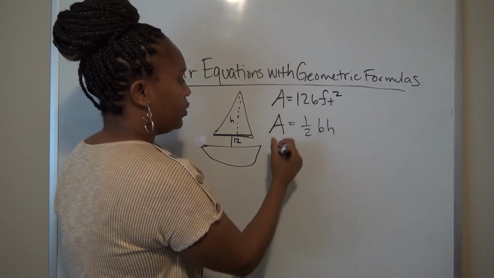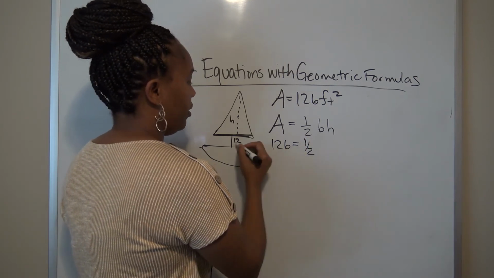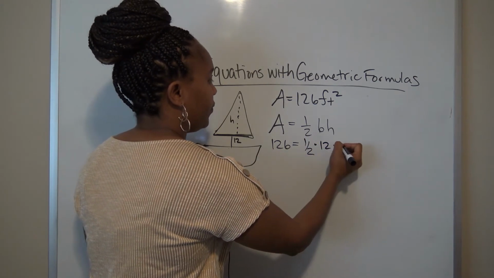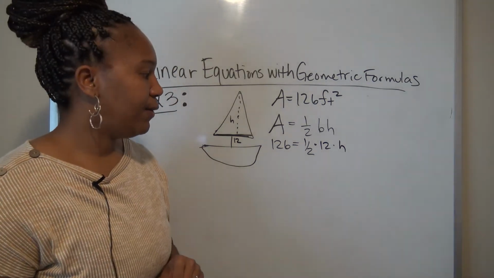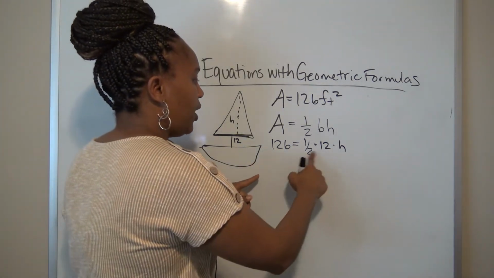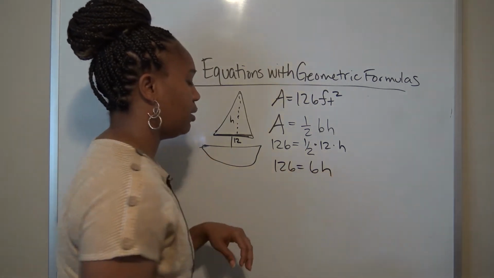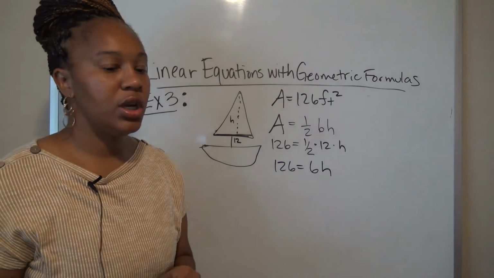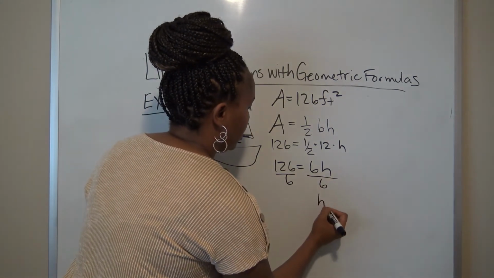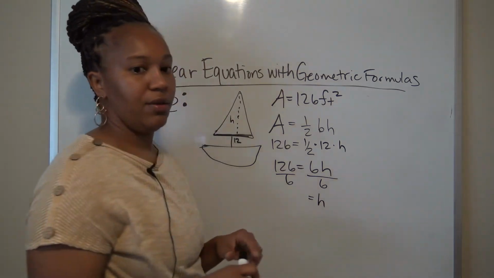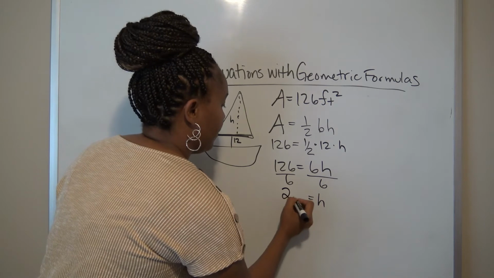We know the area is 126, so replace A with 126. We know the base is 12. And so basically we need to figure out what is the height. So we'll solve that formula for height. 1/2 times 12 is 6, so I'll combine those together, and that becomes 126 equals 6H. Then we'll divide both sides by 6 to solve for H. And H is equal to whatever 126 divided by 6 is, which is 21.